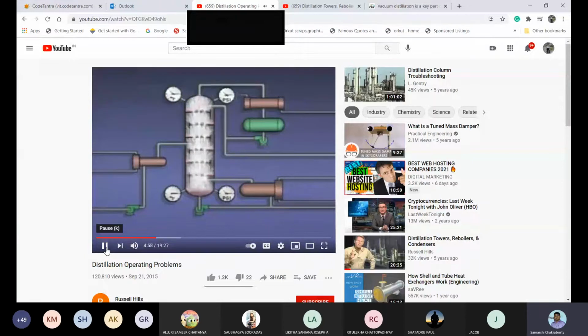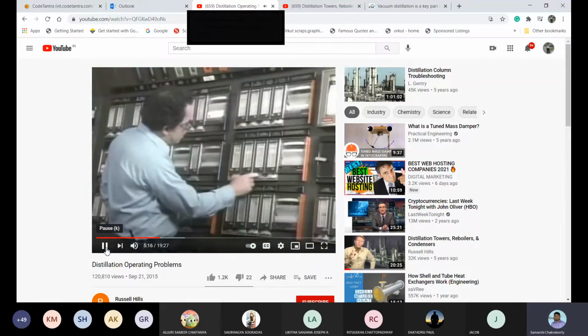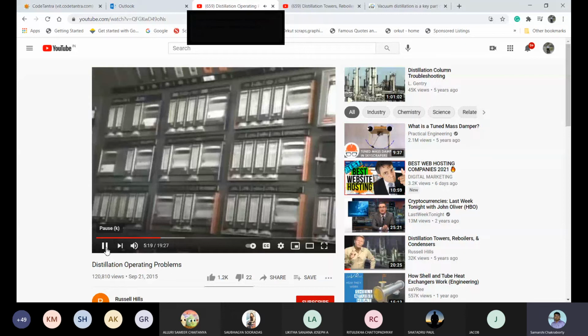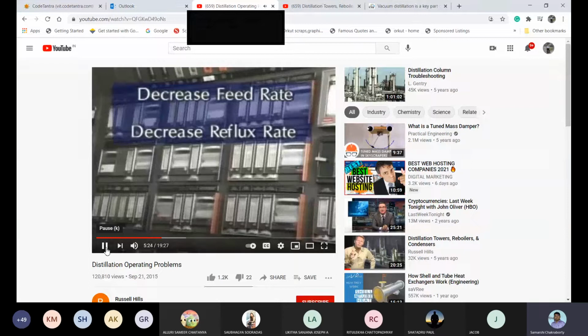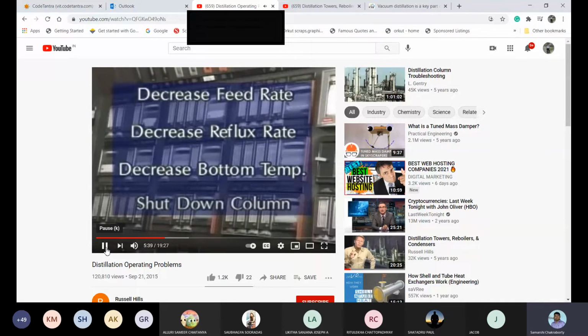Now, if puking develops, the surge of liquid and vapor up and down the column can cause fluctuations in the pressures and temperatures, as well as in the level of liquid in the bottom of the column. Also, liquid that's forced out of the top of the column can cause a sudden rise in the level in the receiver. Now, some of the more common methods used to eliminate a flooding problem involve temporarily decreasing the feed rate, the reflux rate, or both to reduce the amount of liquid in the column, and decreasing the bottom temperature to reduce the flow rate of vapor up the column. In extreme cases, it may even be necessary to shut down the column so that the problem can be corrected.